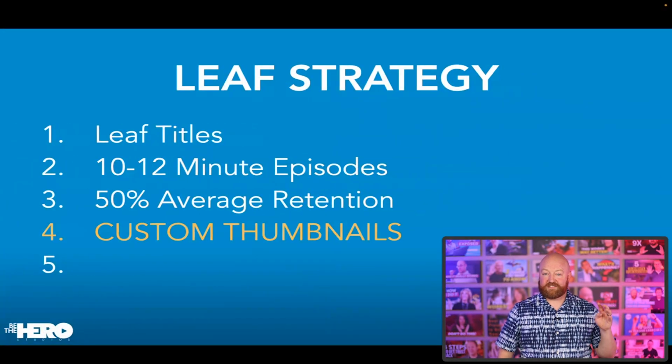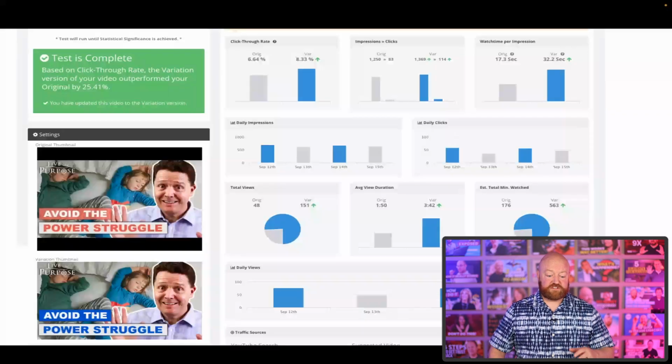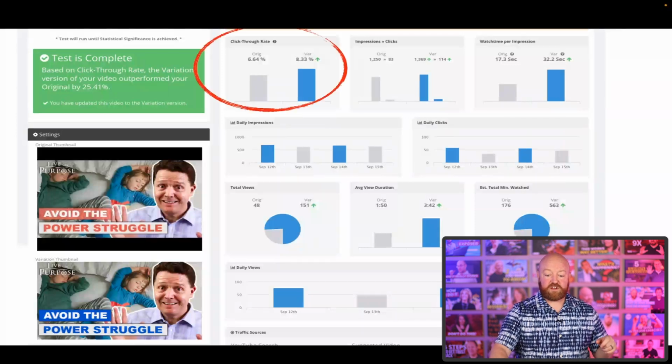Ingredient number 4 is custom thumbnails. Now they've become a lot more competitive over the years, and we actually put a lot of effort into the thumbnail. So I want to show you why that is and show you some examples of what we do. Notice these two thumbnails of Paul Jenkins here. The top one has red around the text and the bottom one has blue around the text. Well, if you look up top, the top one had a click-through rate, that's the percentage of people that click on it, of 6.6%, but the blue one had an 8.3%. So just by changing that color, we're able to get more people to click on it.